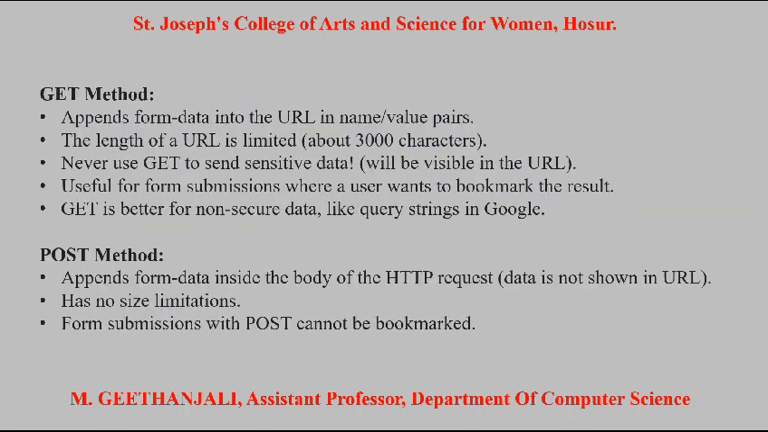Now let's briefly discuss the get and post methods. The get method appends the form data into the URL in name or value pairs. Here the length of the URL is limited, about 3000 characters only. We can never use the get method for sensitive data because the URL is visible. It is useful for data submission to the server when the user wants to bookmark the result. The get method is also not secure because the URL is visible, so the data is not secure.